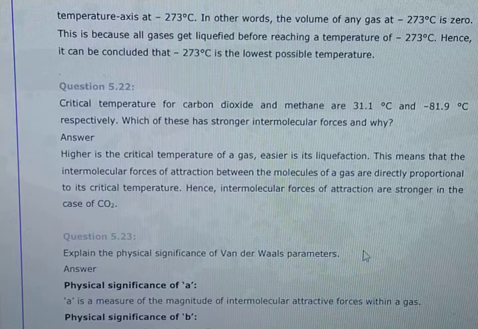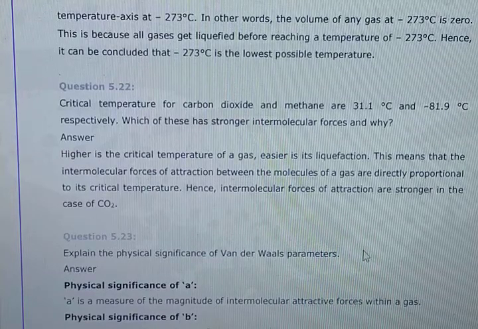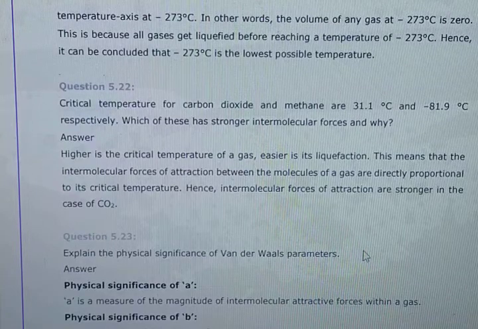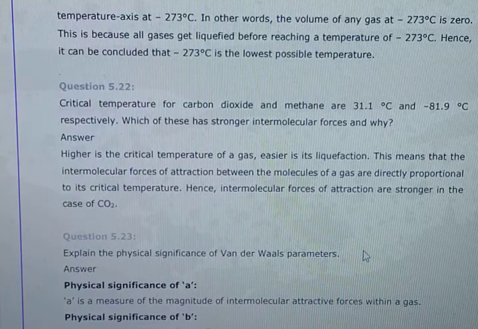Now we are moving towards question number 22. Critical temperatures for carbon dioxide and methane are 31.1 degrees Celsius and minus 81.9 degrees Celsius respectively. Which of these has stronger intermolecular forces and why? Higher is the critical temperature of a gas, easier is its liquefaction. This means that intermolecular forces of attraction between the molecules of a gas are directly proportional to its critical temperature. Hence, intermolecular forces of attraction are stronger in the case of CO2. So this was our question number 22.